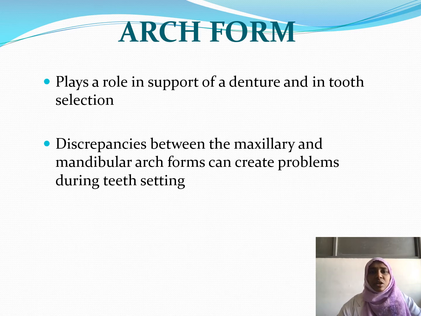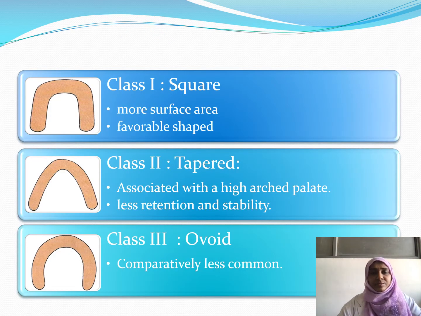And arch form also plays an important role for the denture. Class 1 is square and a favorable shape. Class 2 is tapered, it has less retention and stability. Class 3 is ovoid, comparatively less common.